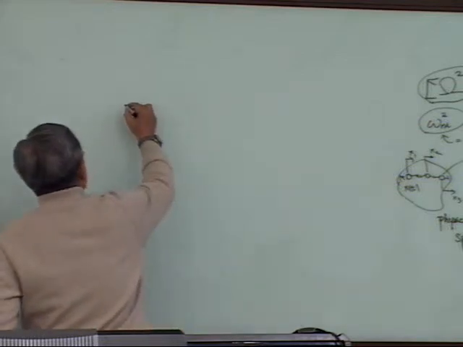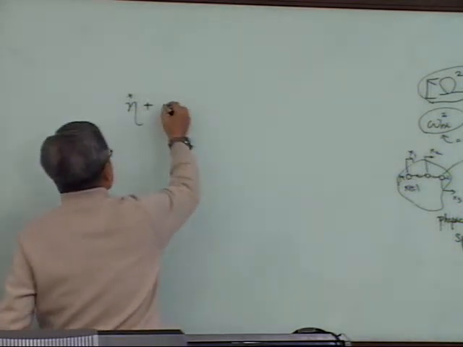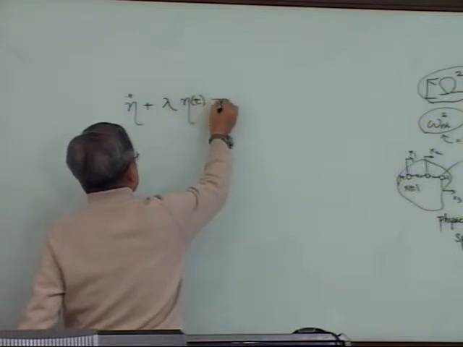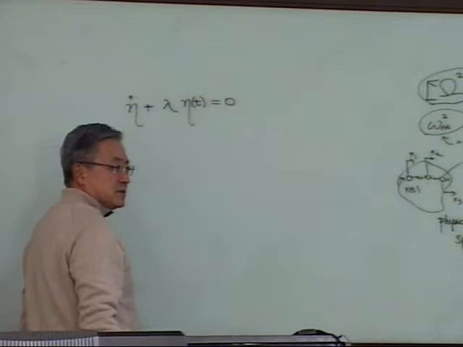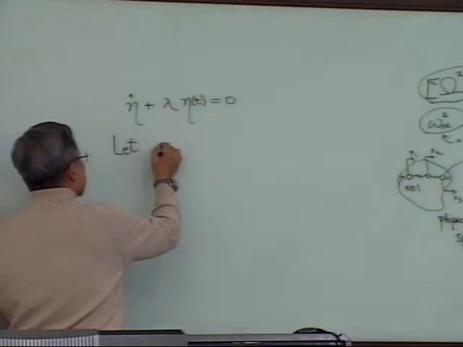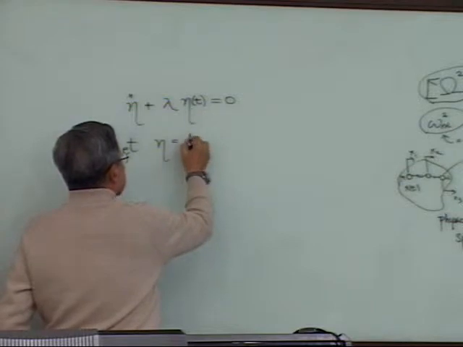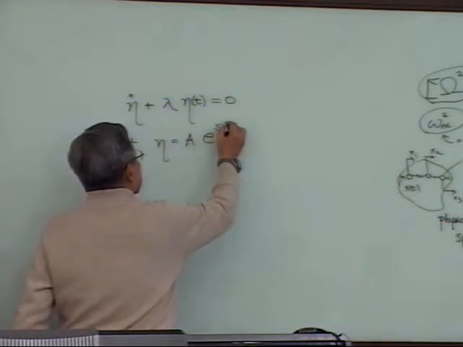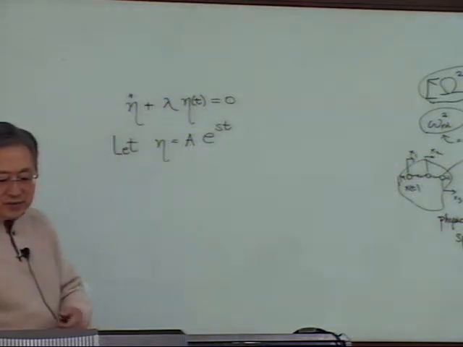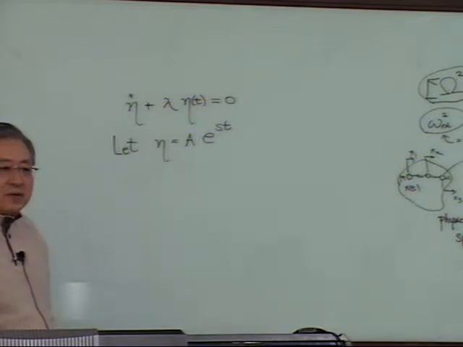So eta double dot plus lambda eta, of course this is a function of time t, is equal to 0. Then we assume eta is equal to A times e to the st. Okay? Then what do we do? Then substitute this into the second order equation.